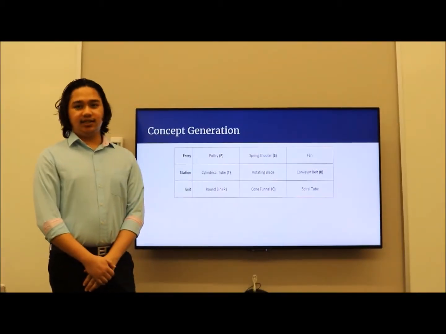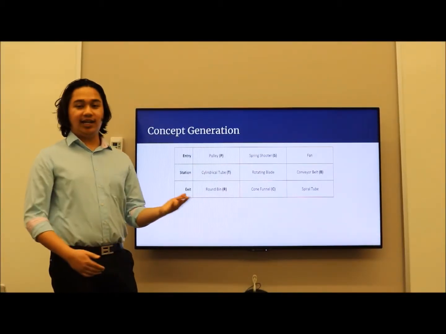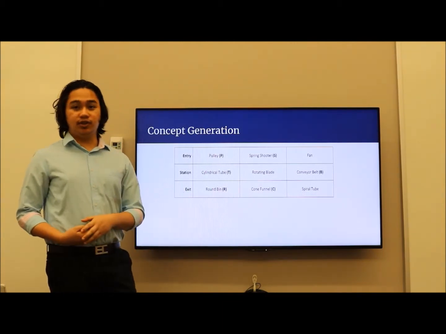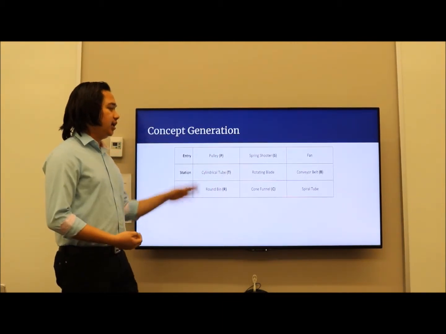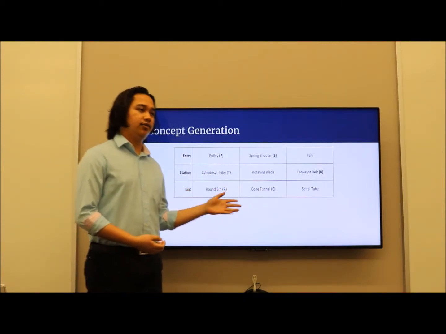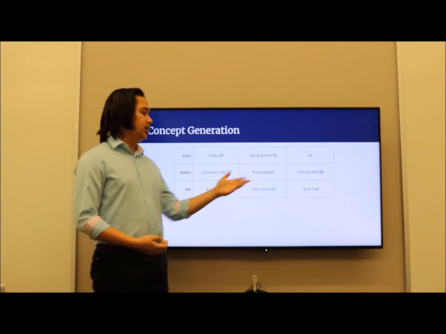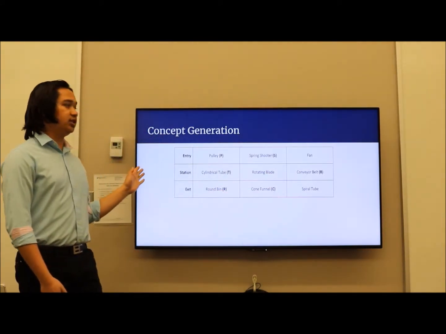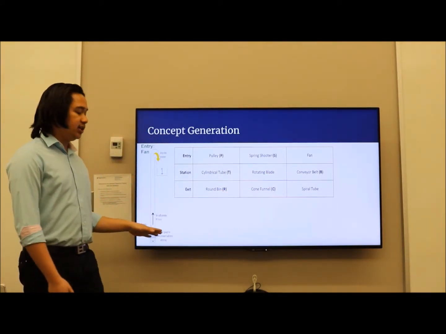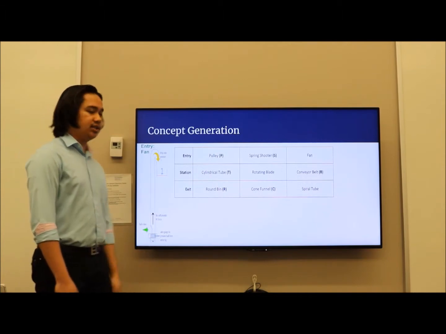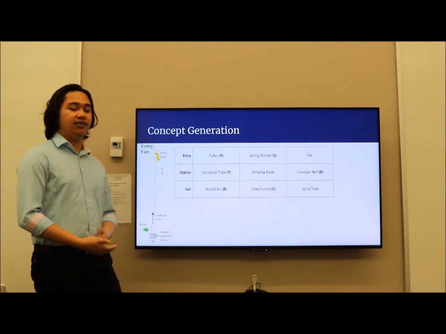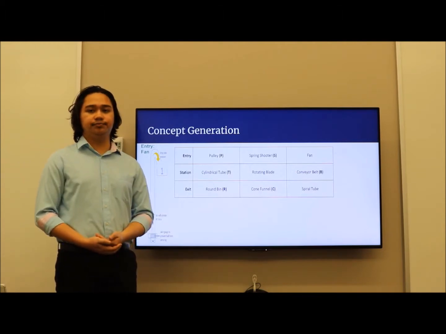So after analyzing the information from intellectual property, we proceed with concept generation using the 365 method. There are 9 solutions in total, and from the 9 solutions, we decided to discard 3 solutions. So the first solution is the fan. We decided to eliminate this because the air velocity provided by the fan isn't guaranteed to provide enough lift force for the ping pong ball.